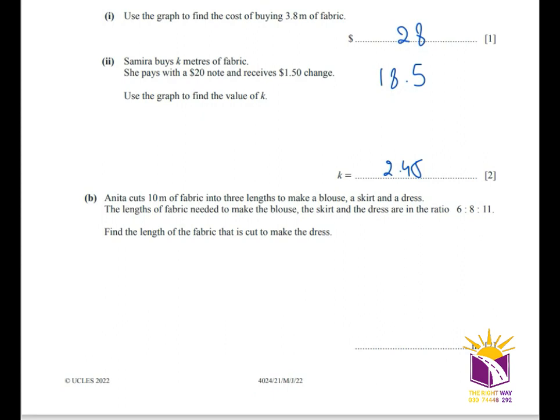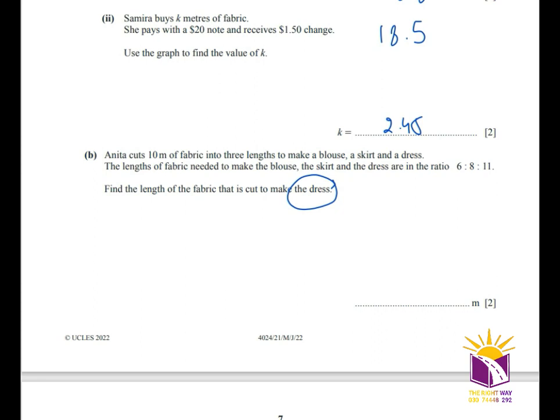Anita cut 10 meters of fabric into 3 lengths to make a blouse, a skirt and a dress. The lengths of fabric needed to make the blouse, the skirt and the dress are in the ratio of 6, 8, 11. Find the length of the fabric that is cut to make the dress. For blouse, skirt and dress, we have ratio 6, 8 and 11.